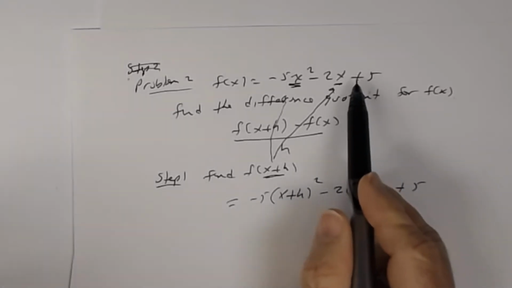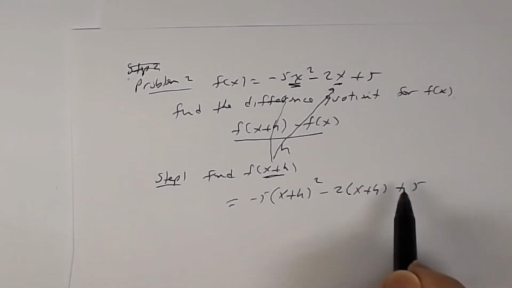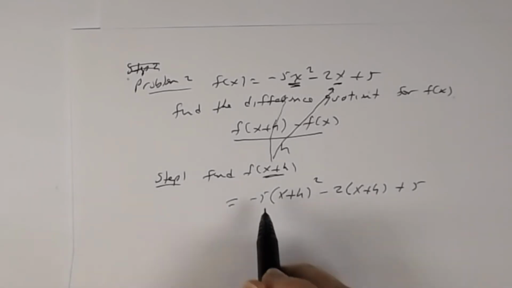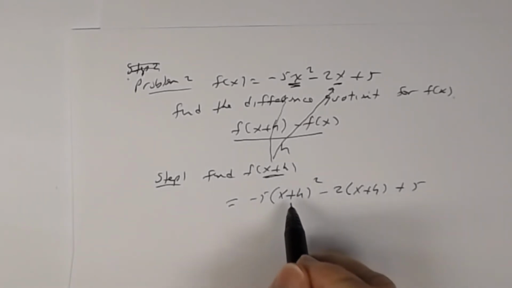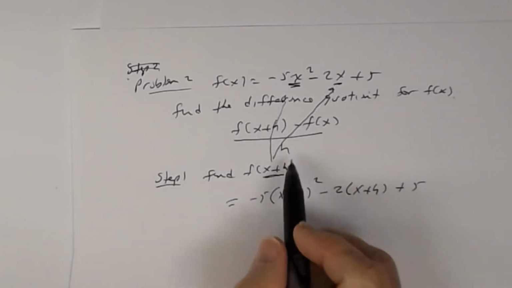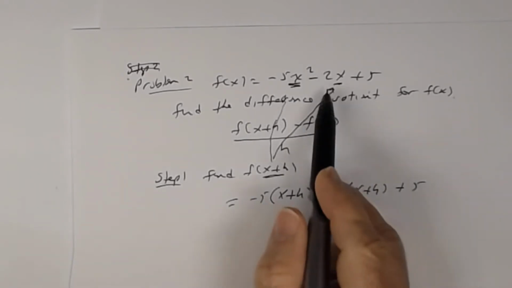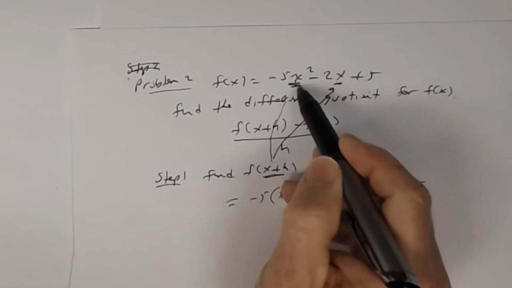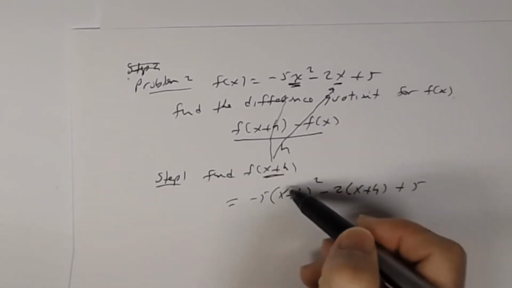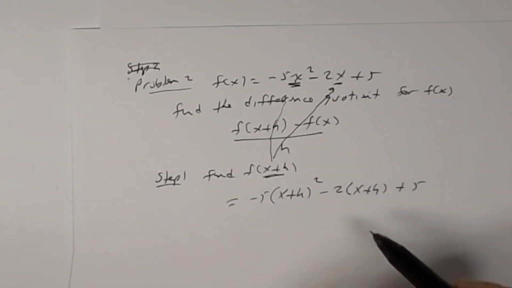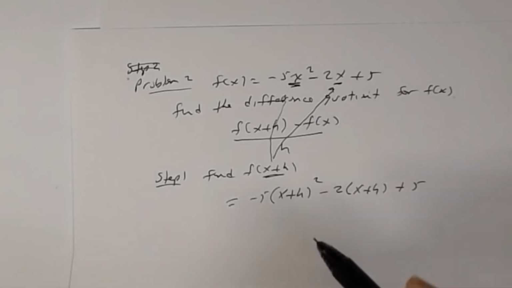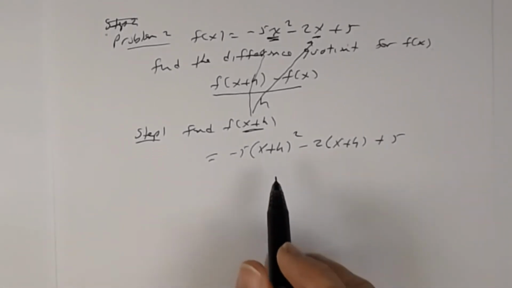For some reason, there are always a few students that always forget about this constant. So don't forget to add your 5 to this. So negative 5x squared becomes negative 5 times x plus h. So where we saw the variable x, you substitute x plus h. So if you have to highlight these two variables to remind you to substitute x plus h in them, then do that. All right, now here's what you're going to be careful with.